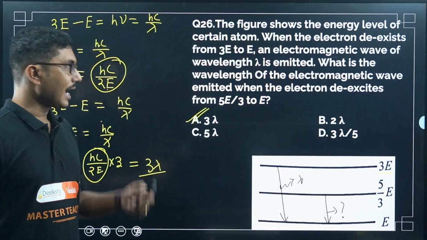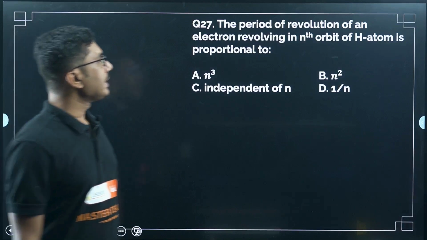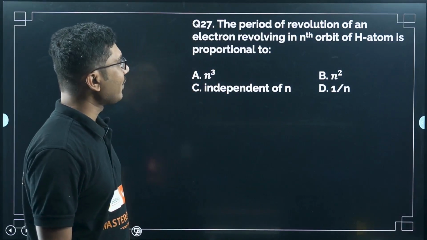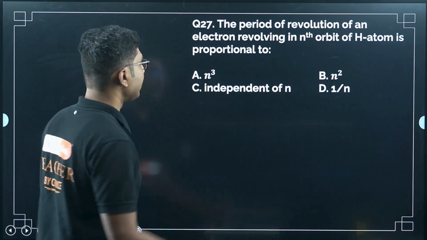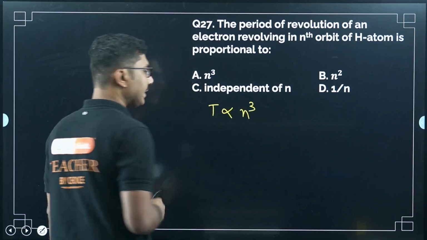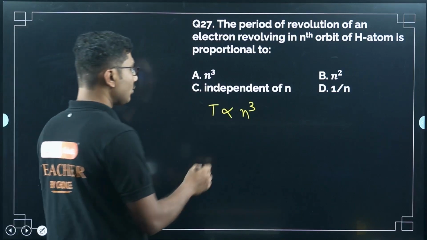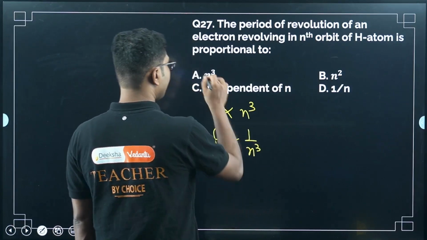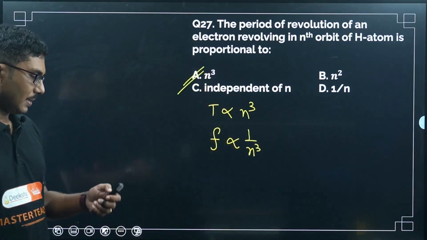Mathematically solvable and interesting. The period of revolution of an electron in the nth orbit of a hydrogen atom is proportional to... So period of revolution, I solved it multiple times. Period of revolution is directly proportional to n cube, and frequency of revolution is inversely proportional to n cube. Okay, so the correct answer is option A, right?